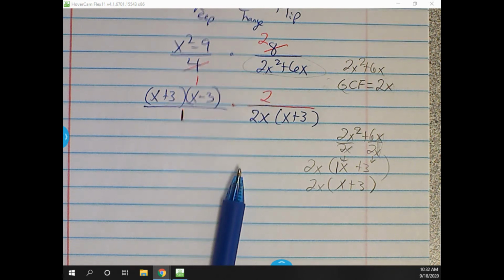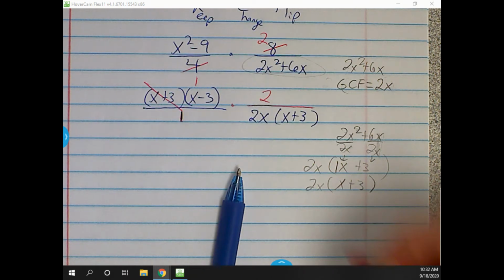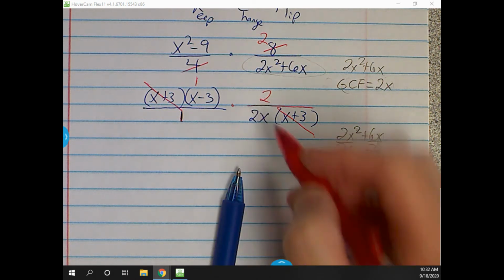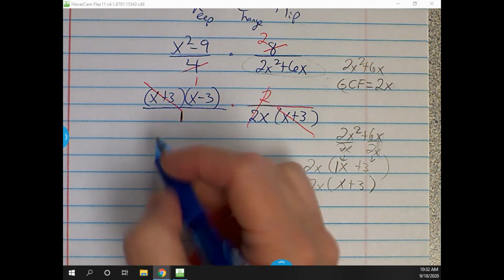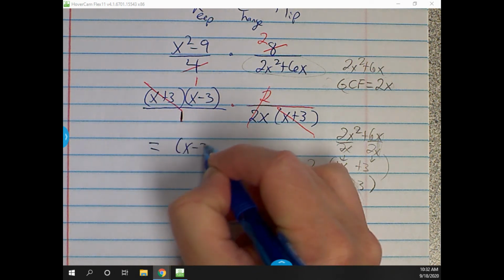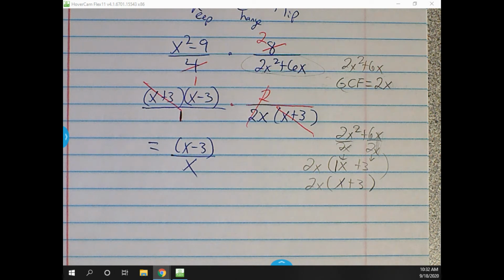Okay, once you've done that and you've factored everything as much as you can, this is where the easy part comes in. Anything that's the same, you get to go back and knock it out. You can cancel out that x plus 3 and that x plus 3. You've got a 2 here and a 2 here, so you can knock that out. And that will leave you with an x minus 3 on the top and an x on the bottom.